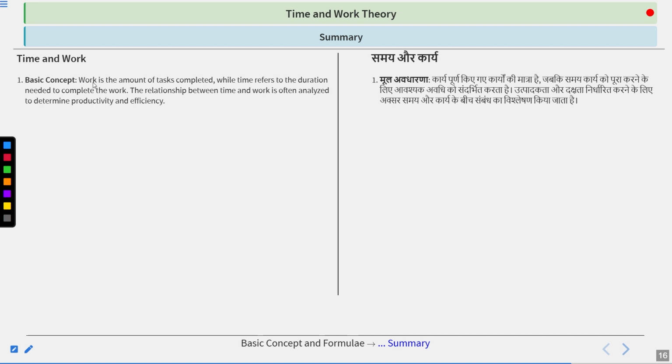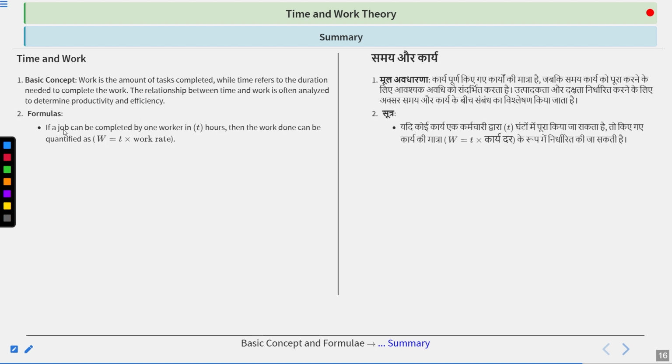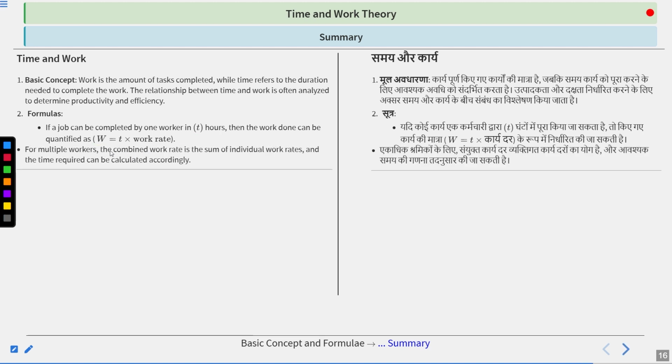Time and work basic concept. Work is an amount of tasks completed, while time refers to the duration needed to complete the work. The relationship between time and work is often analyzed to determine productivity and efficiency. The formula: if a job can be completed by one worker in T hours, then the total work W equals time into work rate. Clear? For multiple workers, the combined work rate is the sum of the individual work rates, and the time required can be calculated accordingly.